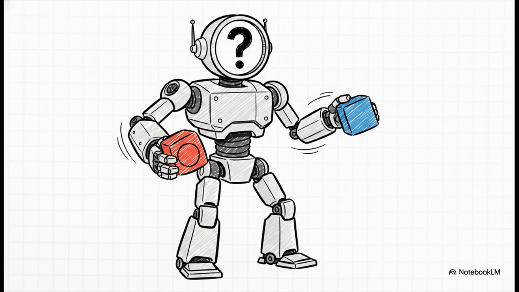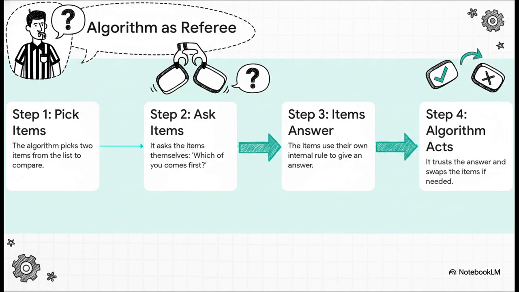The sorting algorithm itself is actually kinda dumb. Seriously, it's a brilliant specialist, an absolute expert at one thing and one thing only: swapping items. It knows the mechanics of how to rearrange things perfectly, but it has zero idea why it's doing it. It doesn't know what bigger or smaller or comes first even means. So here's how it works.